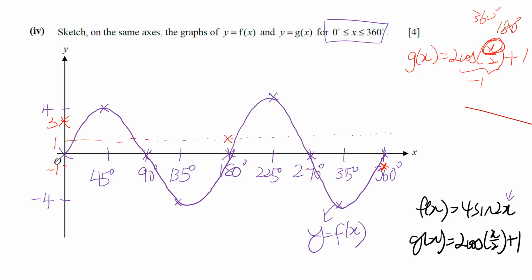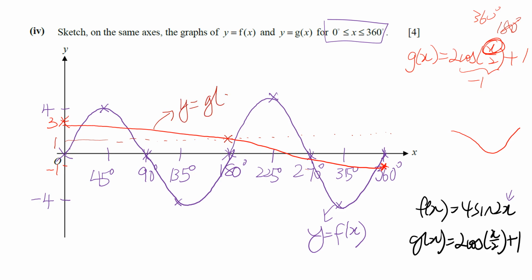Yeah, sorry. So you join your curve, your cosine curve, the shape is like that. Okay, so make sure you join it properly like that. Right, so that would be your y equals g of x. Okay, that's how you do it.